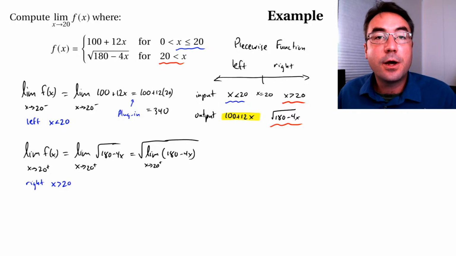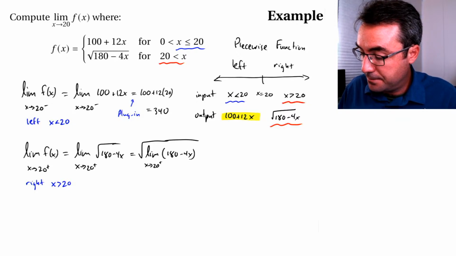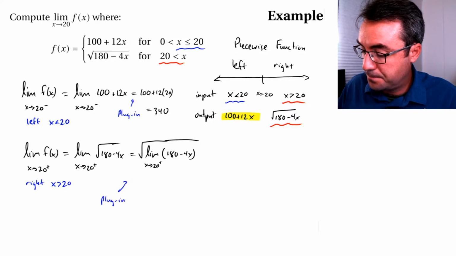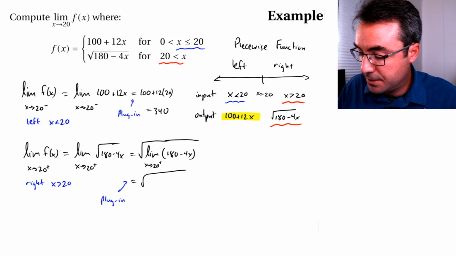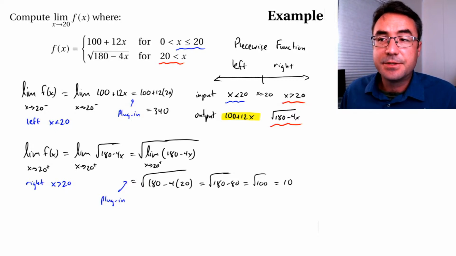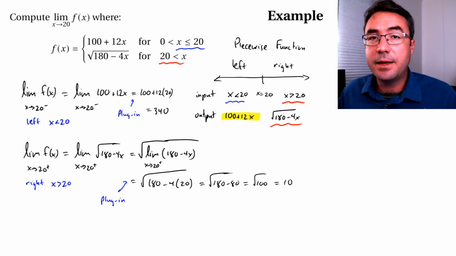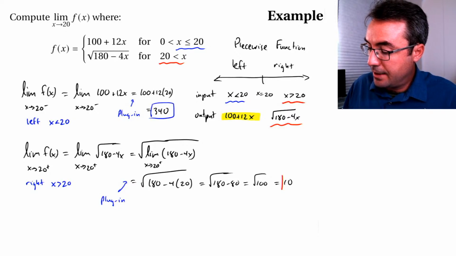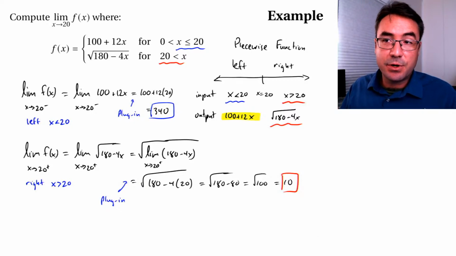And then from there, the 180 minus 4x, that's just another polynomial. So now we can plug in. So when we plug in, we get the square root of 180 minus 4 times 20, which is equal to the square root of 180 minus 80, which ends up being square root 100, or 10. And so if we compare the left-hand and the right-hand limits here, the left-hand limit was 340, the right-hand limit was 10. Those are very different numbers.